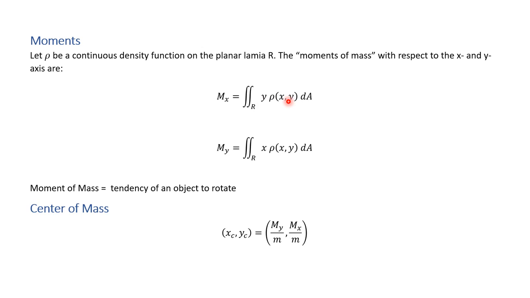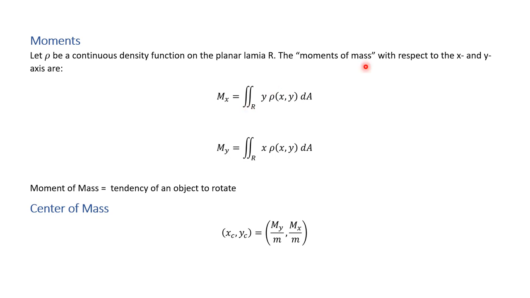So to find these moments of mass, I've got two different integrals. Basically, we're integrating y times density. So essentially what we're doing is integrating our distance to the x-axis, which is y, times density, over the area of the region that we're interested in. And then for our moment of mass about the y-axis, it's really similar, except we're integrating x times our density over the area of our region. So those are our moments of mass.